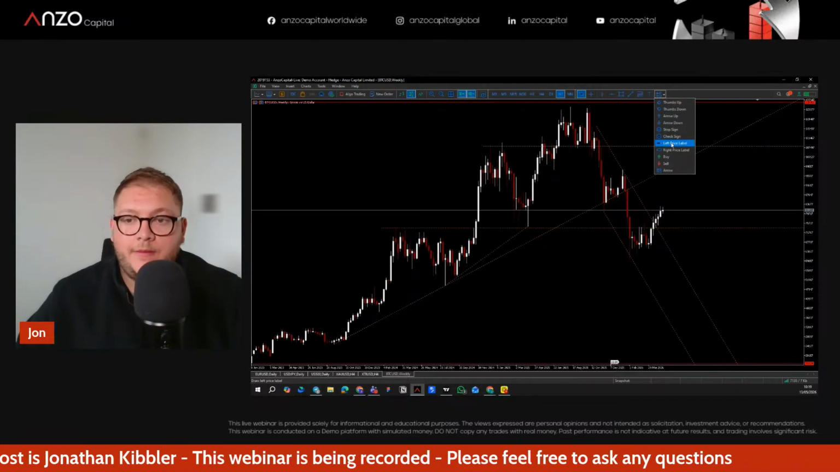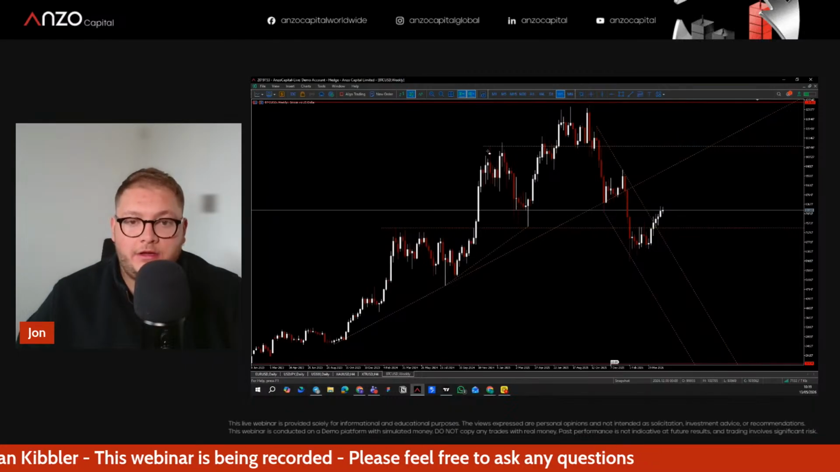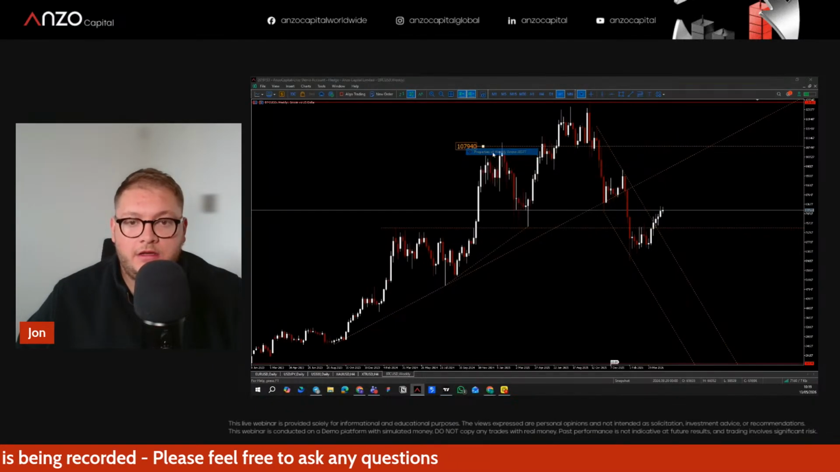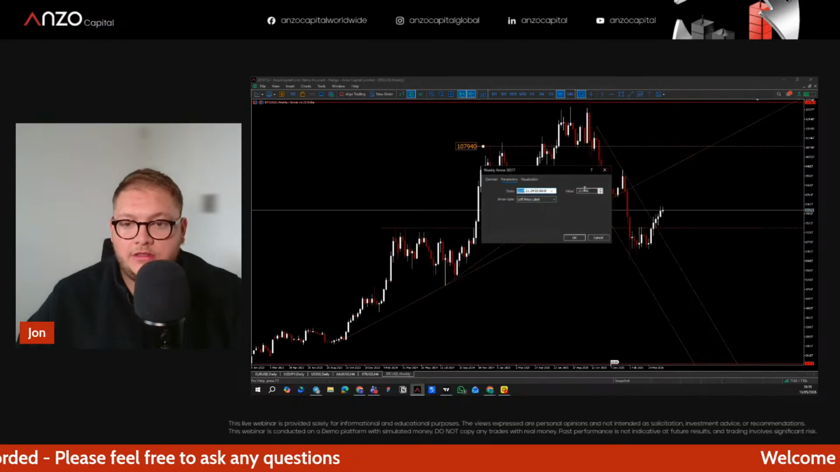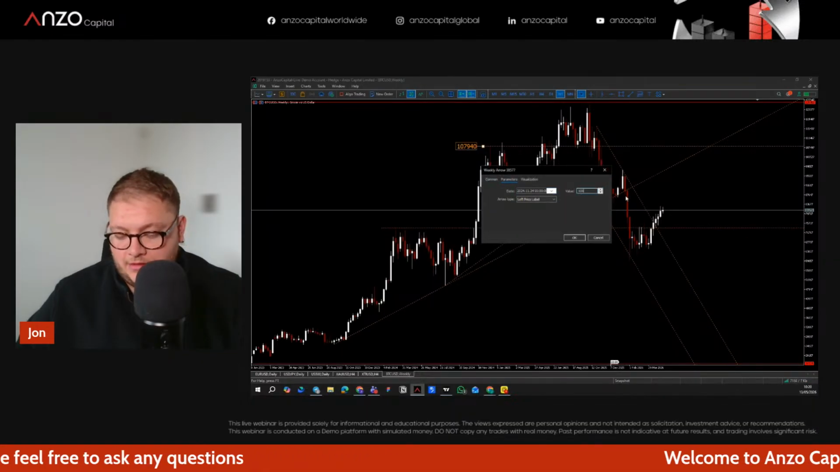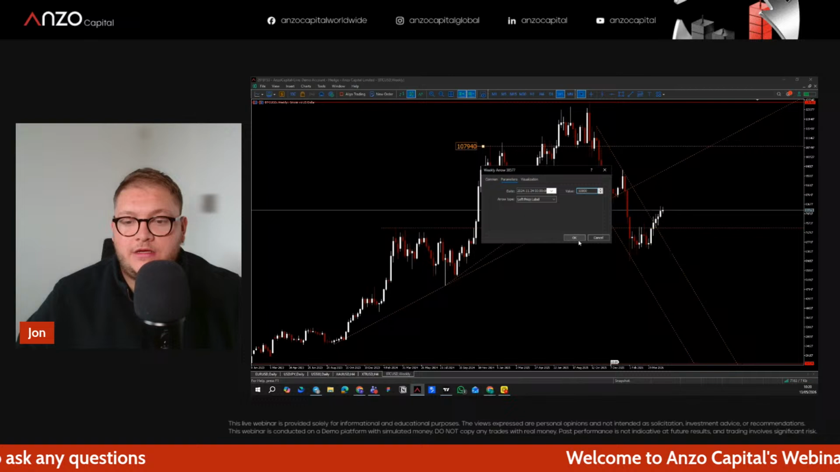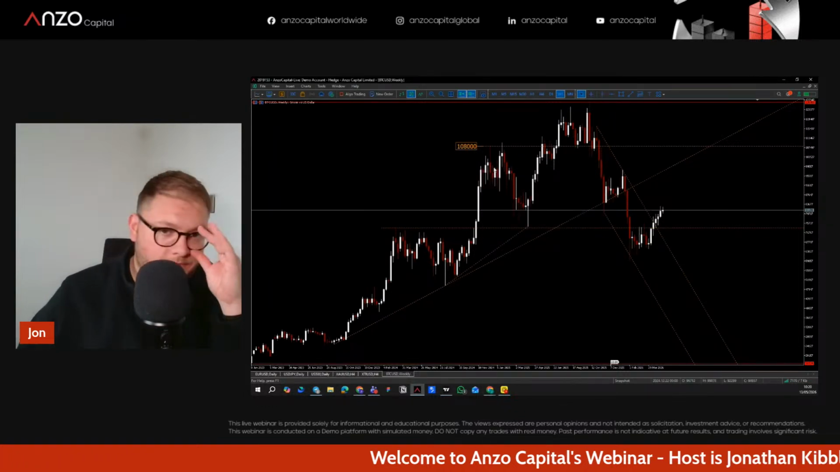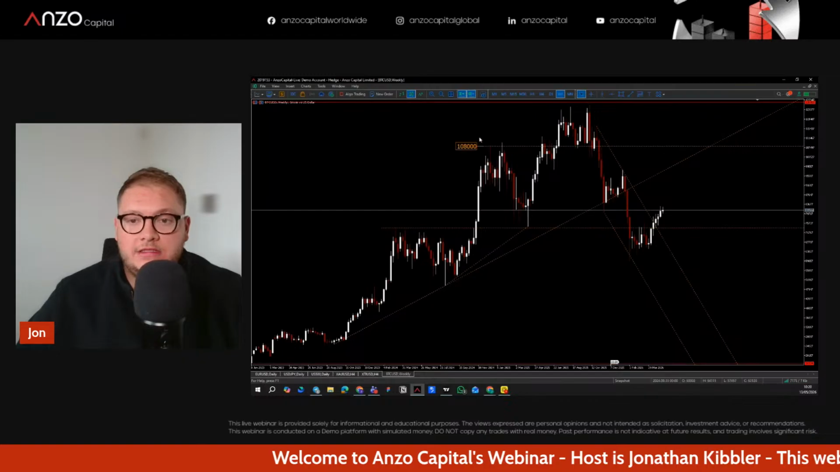Now what I'd like to do, now I'm on the weekly chart, is apply these price labels. So again, just click near the line there, go into your properties, and all you're going to do is type in the same number. Okay. So now you've got a clear picture of this level in here.